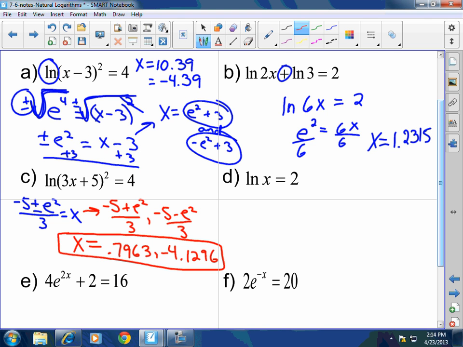This is Mickey Mouse. E squared equals x. Right? Teachers, please pardon the interruption. All right. Give me 1 second.